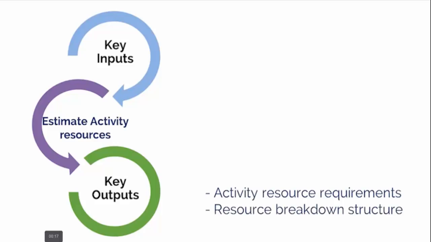And resource breakdown structure. This is a hierarchical representation of resources by category and type. Examples of resource categories include labor, material, equipment, and supplies. Resource types may include the skill level, grade level, or other information as appropriate to the project. The resource breakdown structure is useful for organizing and reporting project schedule data with resource utilization information. And we'll see these two outputs become the inputs in the next process.